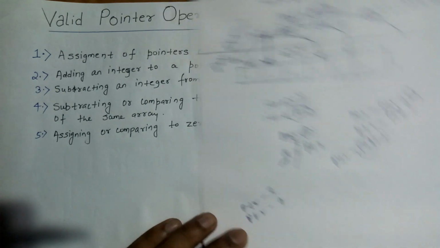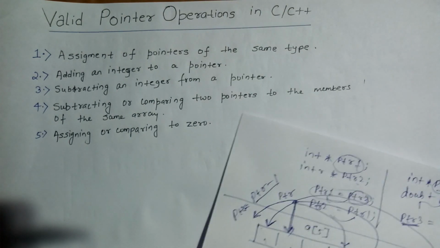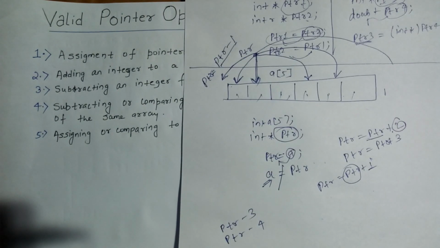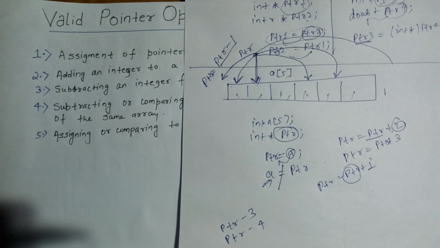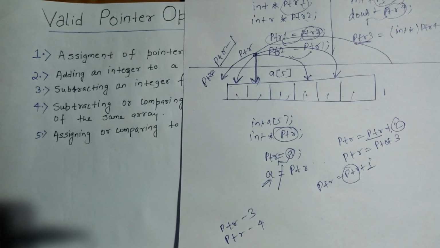Now we saw that we can add an integer to a pointer variable or subtract an integer from a pointer variable. But you can only add or subtract an integer. You can't add a double variable, a float variable or a character variable to a pointer. You can only add or subtract an integer from a pointer variable.